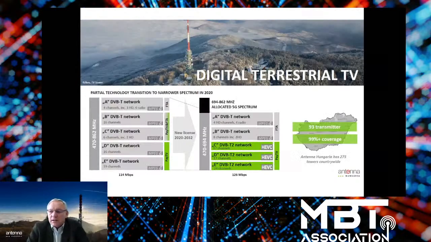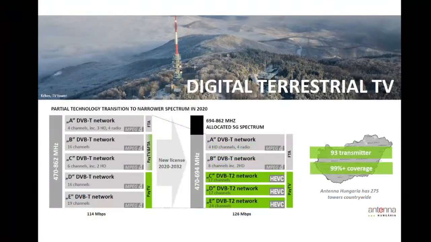Antenna Hungária started the DTT service in 2008. After the analog switch off in 2013, we had 5 multiplexes in DVB-T and MPEG-4 format. Antenna Hungária had a license for 12 years, which expired last September. And now we have a new license for an additional 12 years in Hungary. But the new license is a bit different than the previous one. Obviously, we had to release the 700 MHz band last year during the change. And also, we had an obligation to change the technology, at least partially, to DVB-T2 and HEVC encoding.